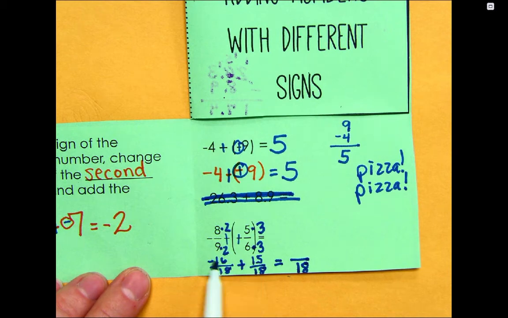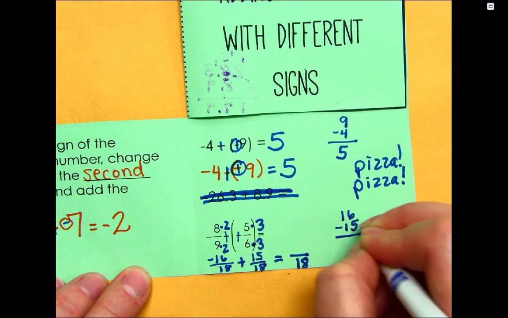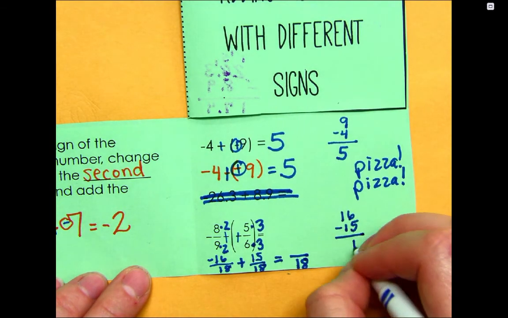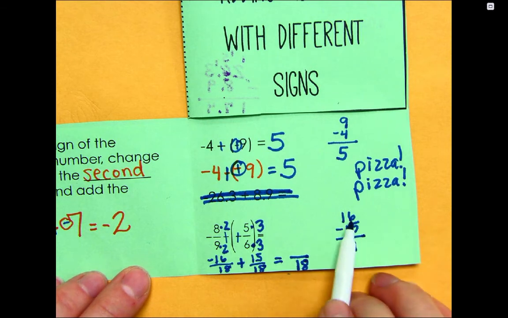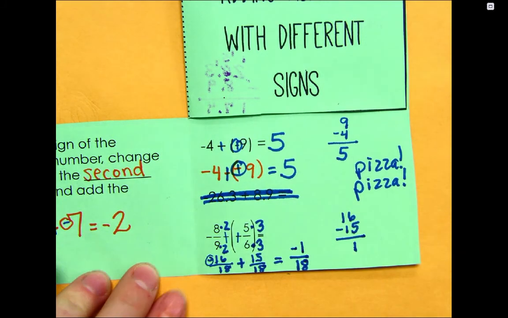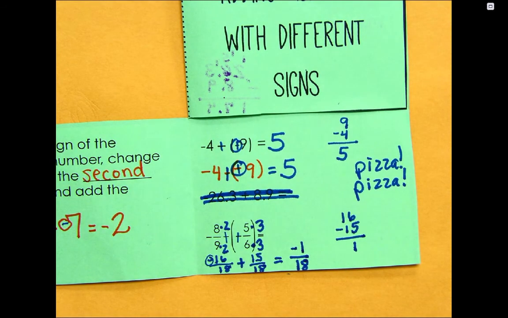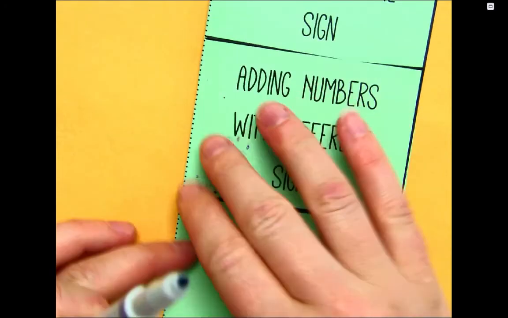Those are different signs, so I'll subtract them. That's 16 minus 15. It is 1. But I keep the sign of the larger digit. 16 or 15 is larger. 16 is, so it's a negative. So my answer is going to be negative 1/18.